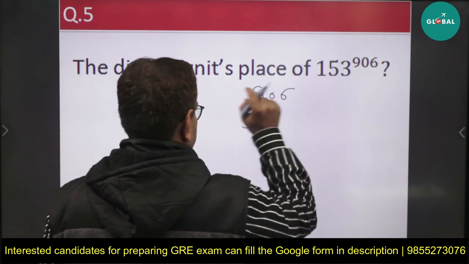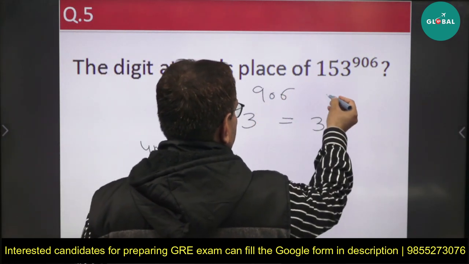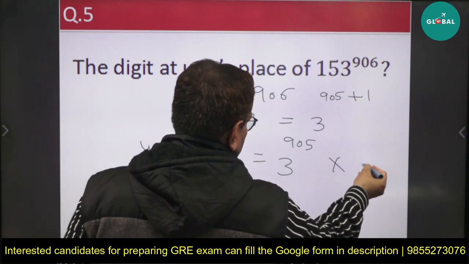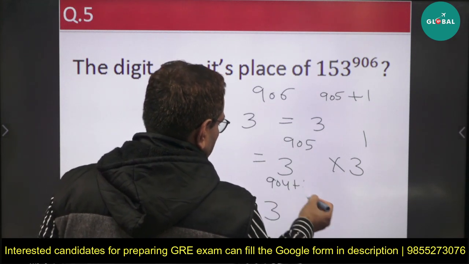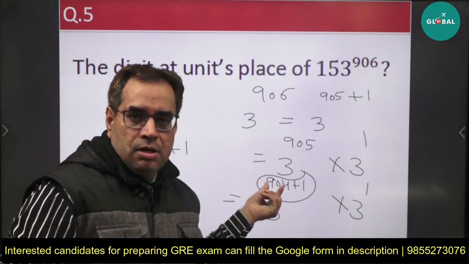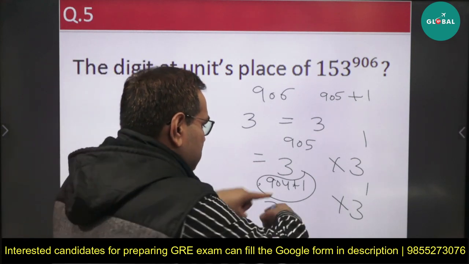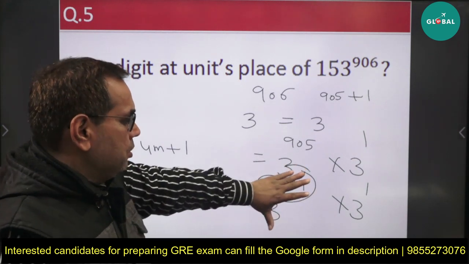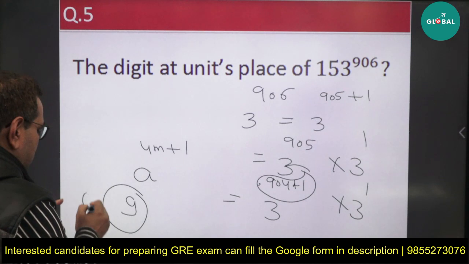Now this is 906, so 06, if we divide it by 4, we get remainder 2. So we can write it as 3 to the power 905 plus 1, equal to 3 raised to the power 905 into 3 to the power 1. Now 905 is of the form 904 plus 1, so this number is of the form 4m plus 1. Okay, 904 is divisible by 4, right? So the digit at the unit place of this entire number will be the same as the unit place digit of 3, that is 3. So the unit place digit will be 3 into 3. So 3 into 3 is 9. So the answer will be 9. Okay, the answer is 9.